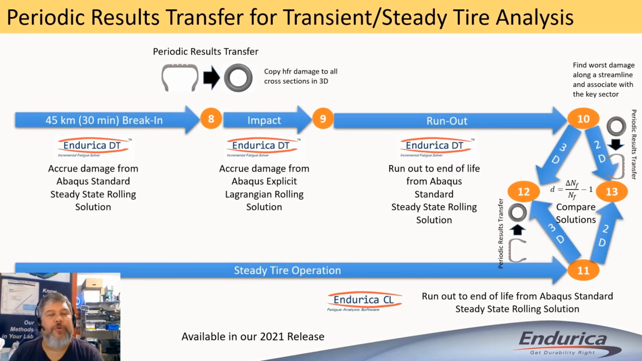So what we're going to do is use our results to follow two paths. On the top path, we're going to run the simulation using the steady state results, and we're going to tell Endurica to accumulate 30 minutes worth of damage, and then we're going to stop the analysis.